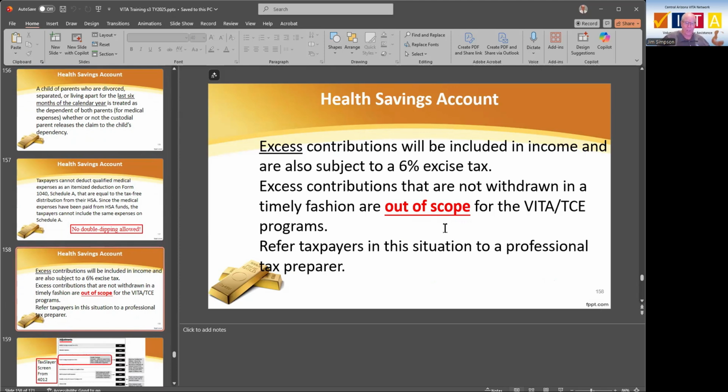You want to be very careful you don't put too much money in there in a year. If you put excess contributions in there, it's subject to a 6% excise tax, and that's every year that it stays in there until it's taken out. But if we see that, we're not allowed to do the return. It's out of scope for us.